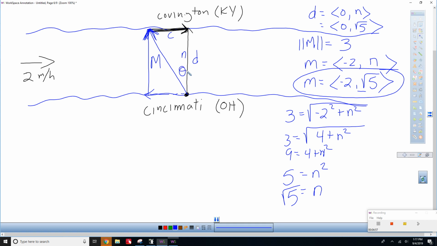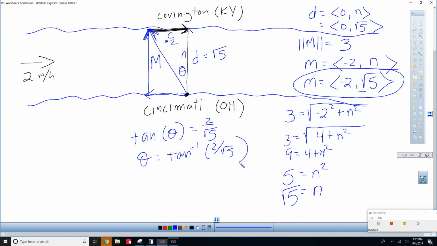So, now that we know D is radical 5, and C is negative 2. Let's just call it 2, because we're just going to find this angle. Then I can say that the tangent of theta is opposite over adjacent, 2 over radical 5. So theta is the tangent inverse of 2 over radical 5.